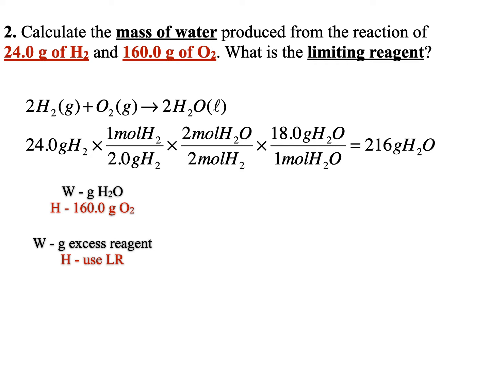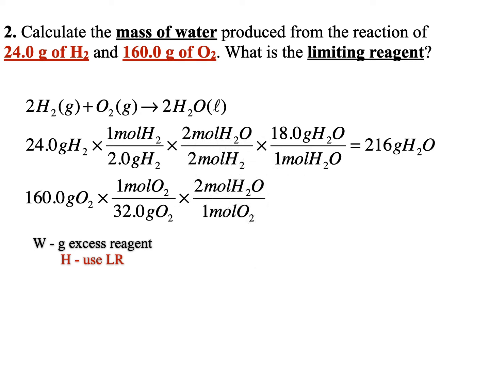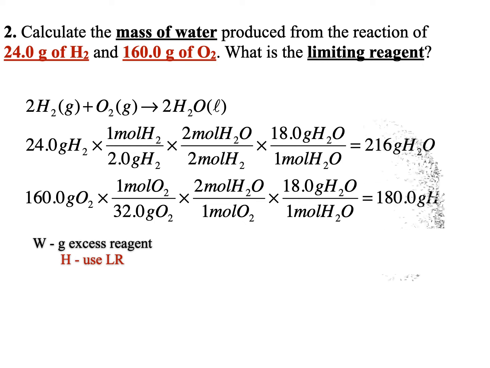Now looking at this, there's a lot less hydrogen than oxygen, so you might just assume that hydrogen is the limiting reagent, but we have to prove it with our 160 grams of oxygen. So the first step, we take our 160 grams of oxygen times 1 mole over the molar mass of 32 grams of oxygen. This time our mole ratio is 2 moles of water to 1 mole of oxygen from the balanced equation, and the last step, once again, must be the same so we can compare our grams of water.